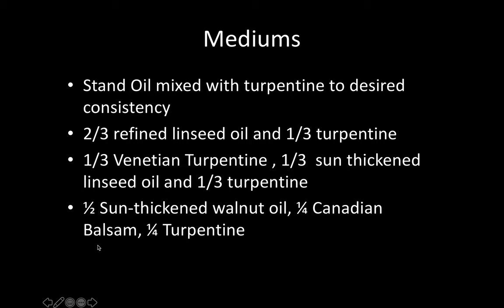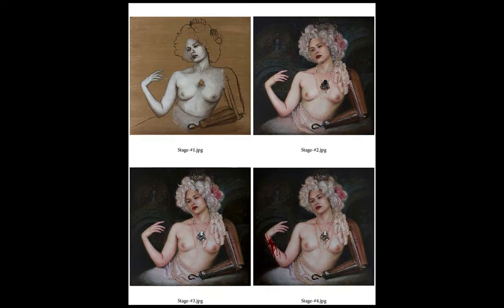And then another one is 1/2 sun-thickened walnut oil, 1/4 Canadian balsam, which is a resin, and then 1/4 turpentine. This is the medium mixture that I think Adrian Gottlieb uses, and then I believe this is the medium mixture that Odd Nerdrum uses. These are just some examples.